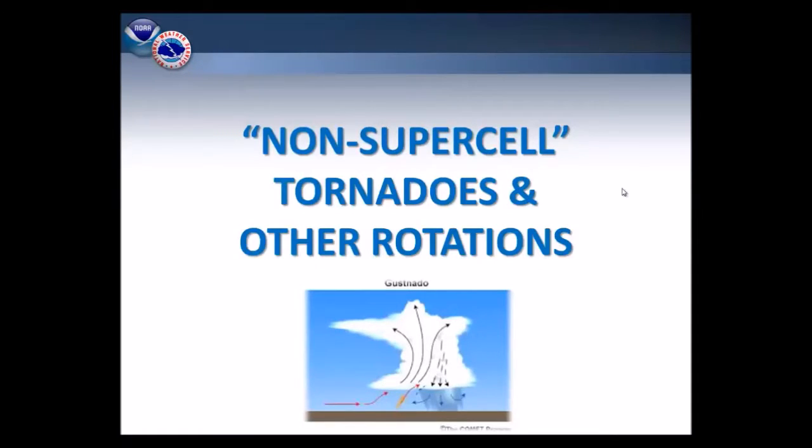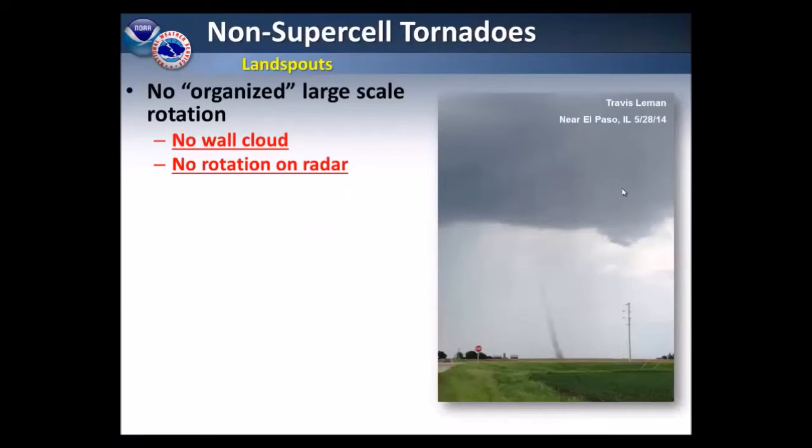In this part of our training, we'll talk about non-supercell tornadoes and other rotations. A non-supercell tornado is also referred to as a landspout. It has no organized large-scale rotation. There is no wall cloud associated with it, and there is no rotation shown on radar either.